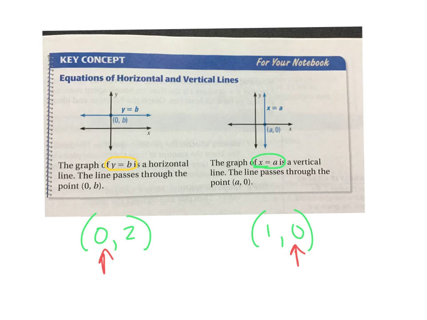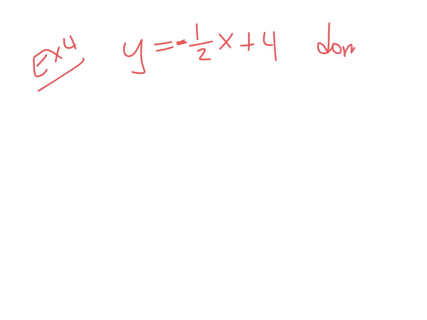All right, so let's look at example 4. We're going to graph the equation y equals -1/2 x plus 4. Then it tells you with the domain where x is greater than or equal to 0. What is domain? Which one is that talking about? Do you guys remember what domain is? Domain is always the x. So that means x has to be 0 or greater. We can't go less than that.